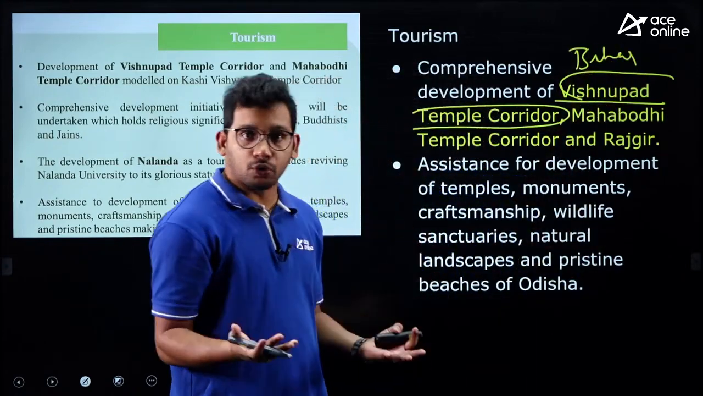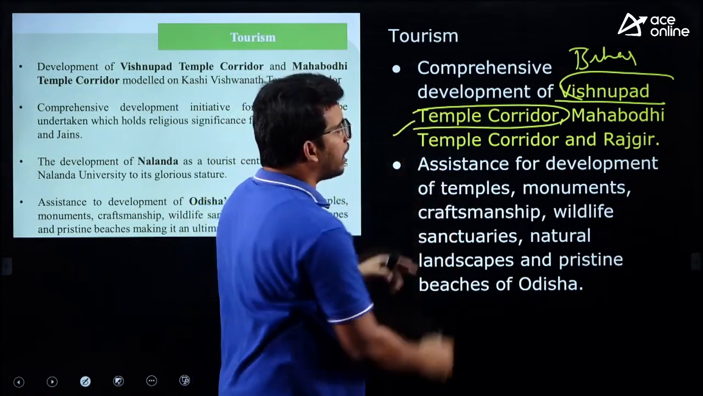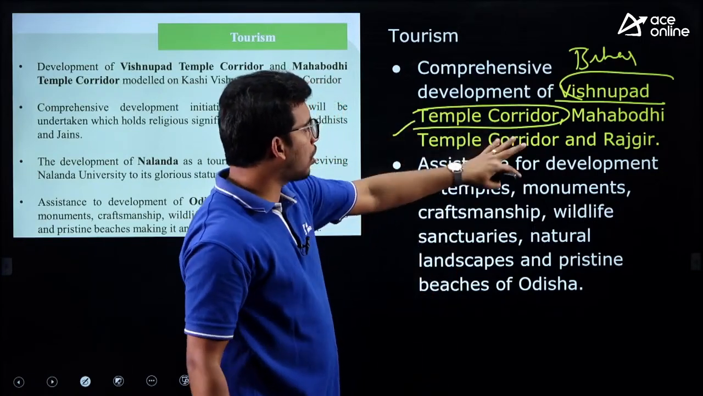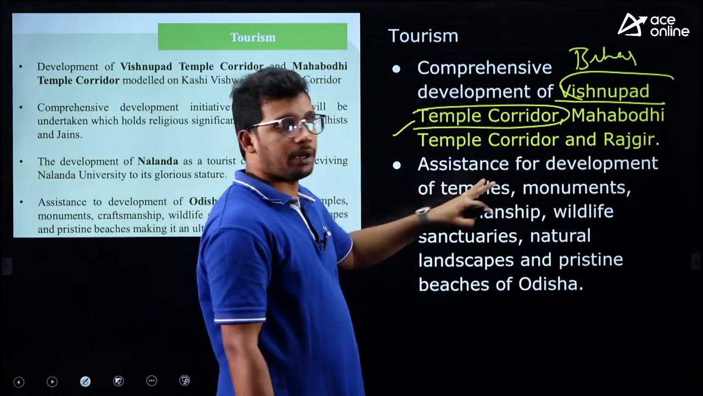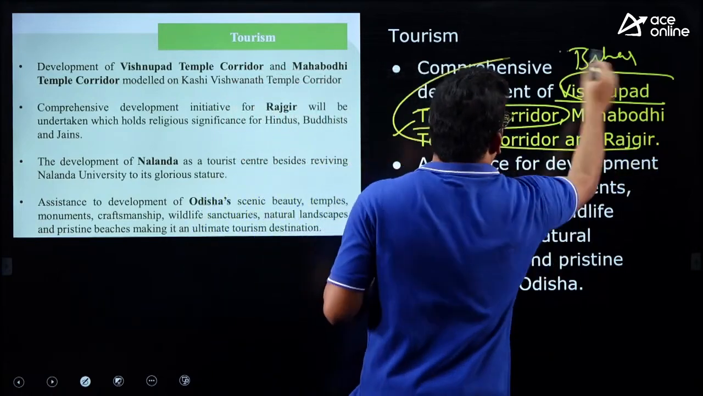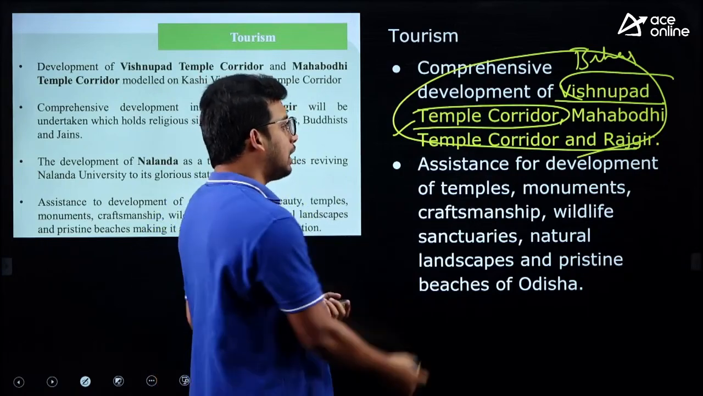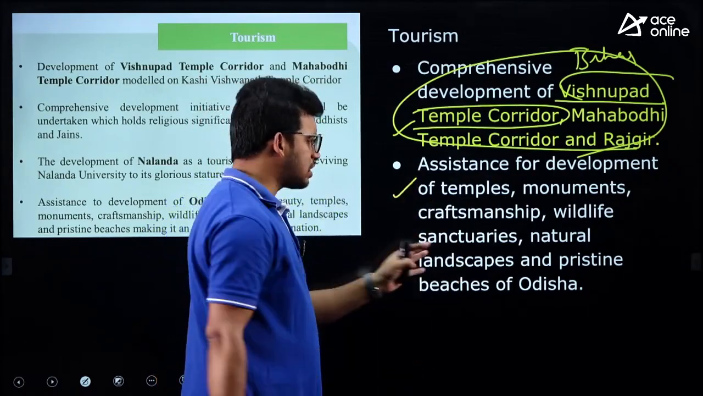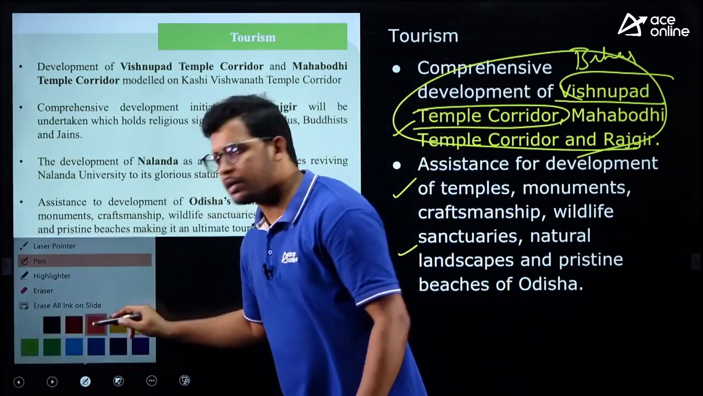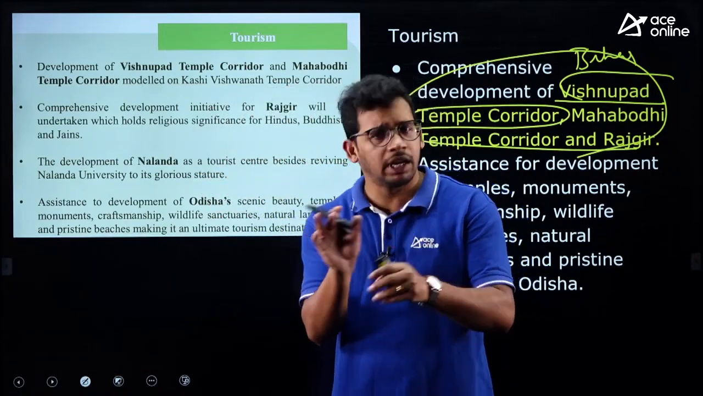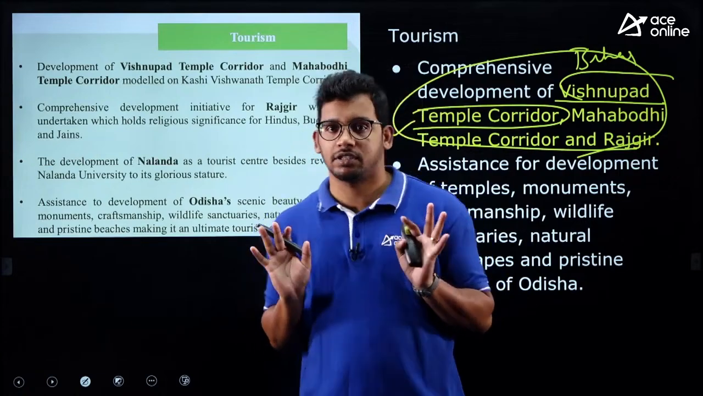So to encourage tourism, whatever facilities are required, they are going to create in this Vishnupad temple corridor, Mahabodhi temple corridor, that is Bodh Gaya temple, and then Rajgir. So this is for Bihar. They are going to encourage tourism in Bihar, fine. And then wildlife sanctuaries, natural landscapes, they are going to also encourage. In this specific budget, wherever the number is not mentioned, in future they will allocate, so we need to update in the current affairs, right.